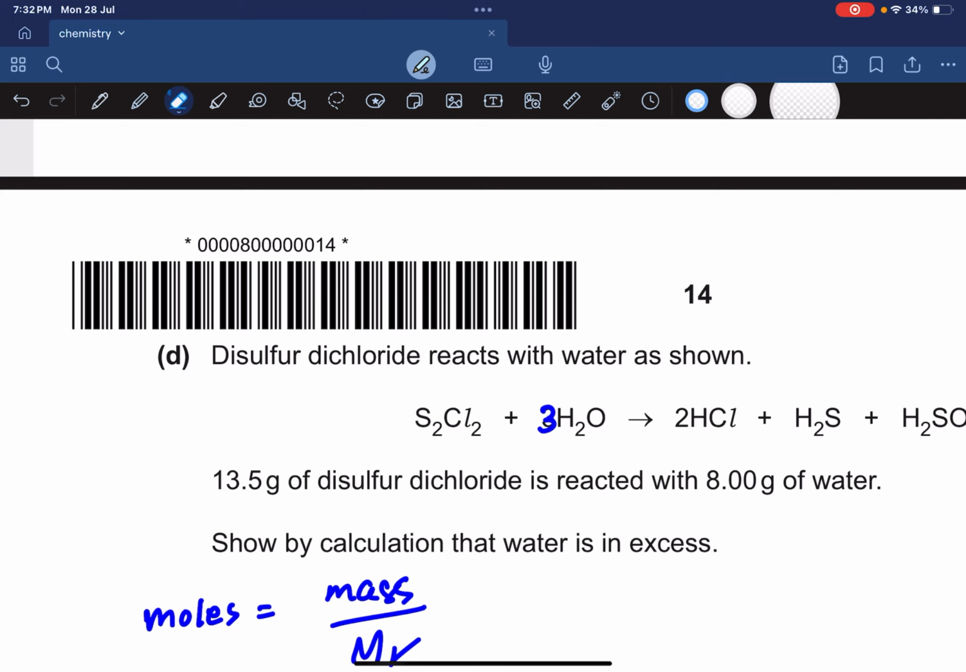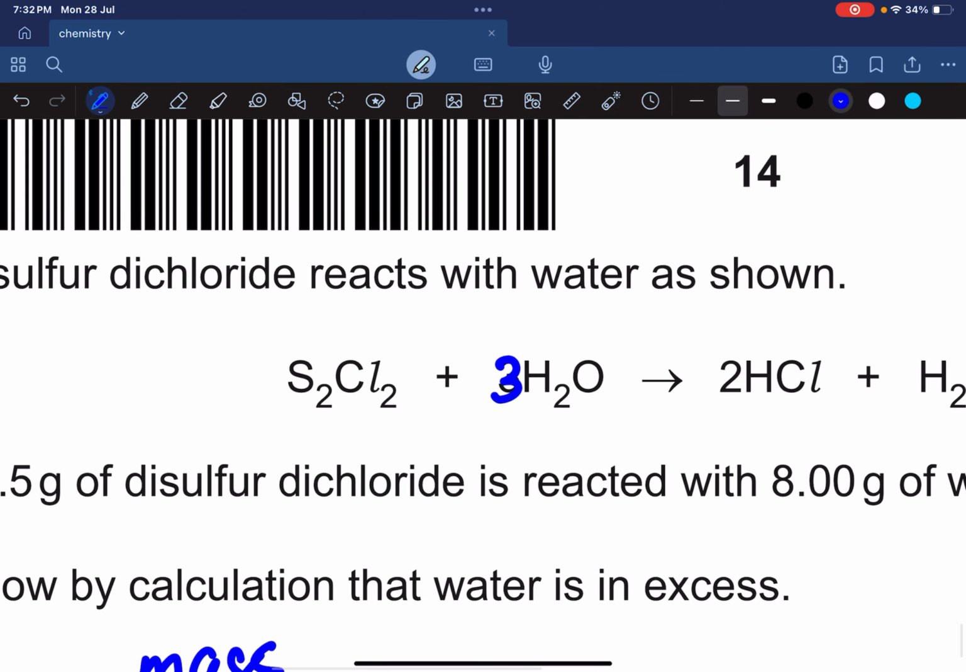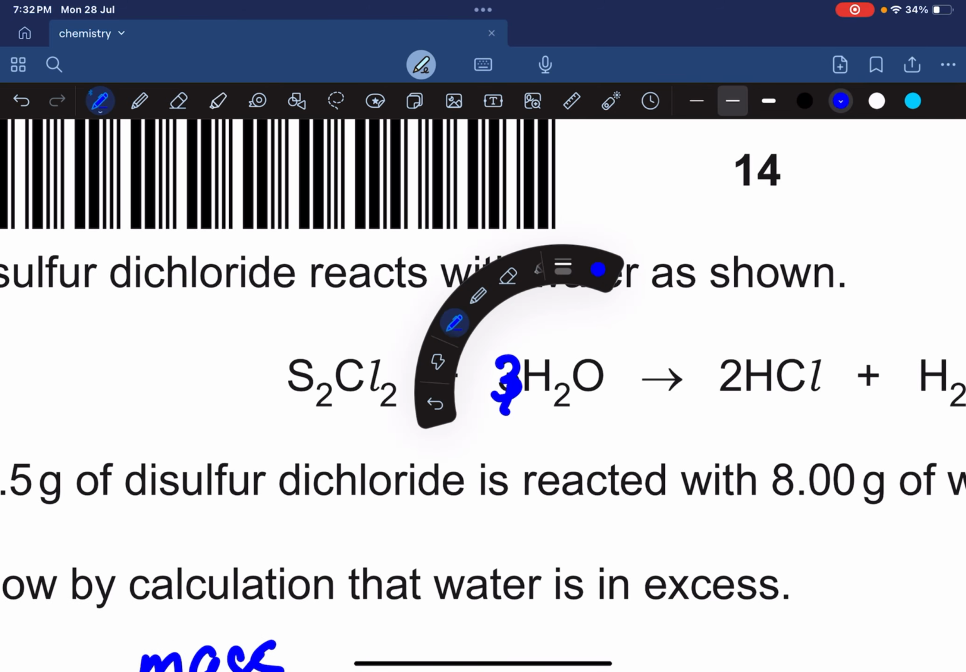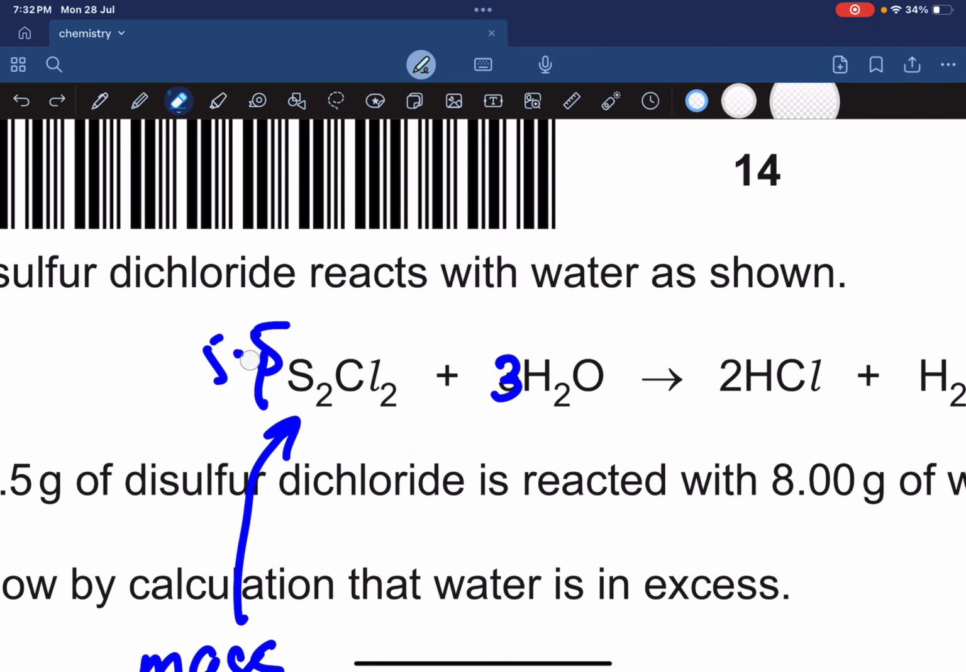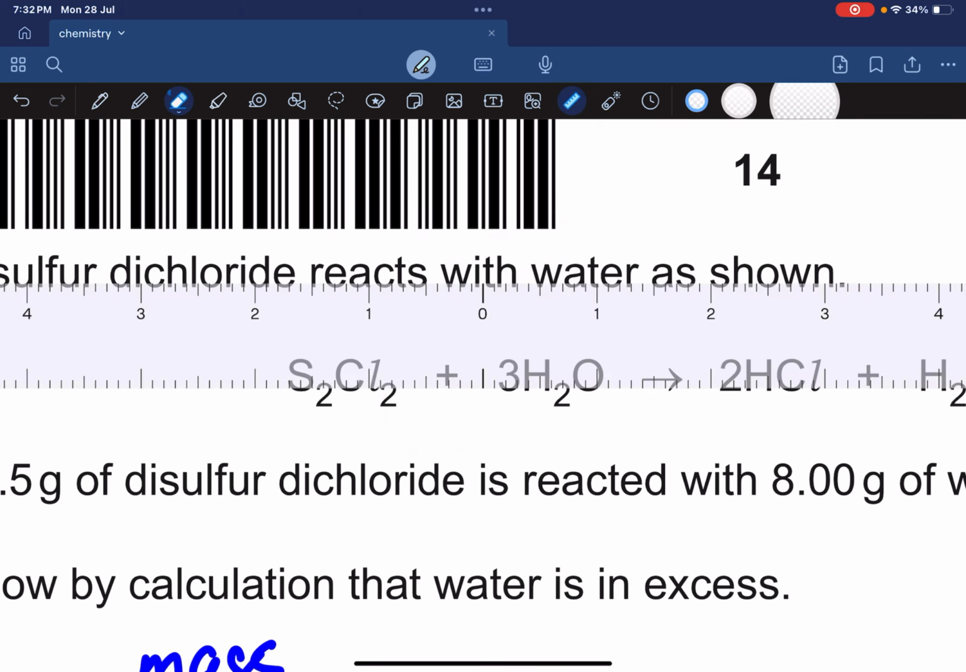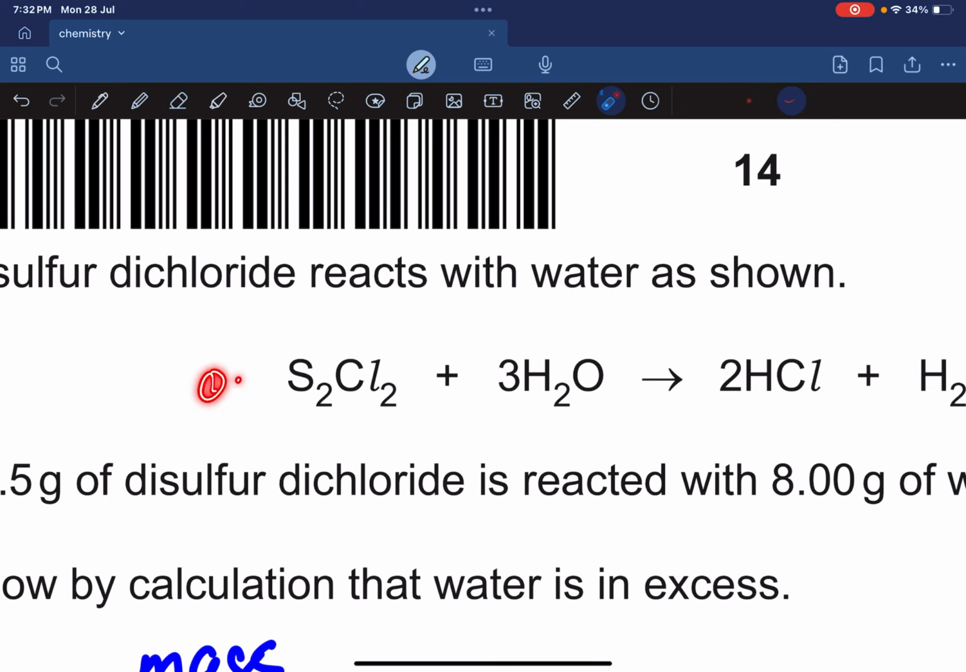Okay, now look over here. Try to look over here and understand what I tell you guys. Look, I have 0.1 moles of this thing. Now, according to my ratio, it is 1:3. That means 1 mole of this thing is going to react with 3 moles of this thing. If I have 0.1 moles of this thing, it means I need 0.3 moles of this thing.